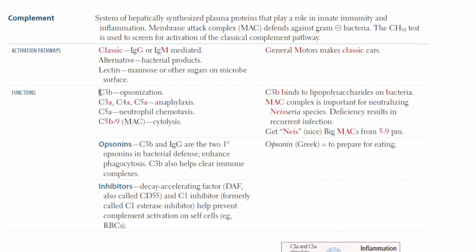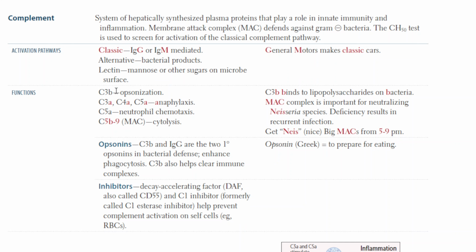C3b is the one more specific for opsonization. C3a, C4a, and C5a, all of them with an a, are more for anaphylaxis or allergic reaction. You can see the a on C3a, C4a, and C5a. That gives you the mnemonic to remember anaphylaxis.